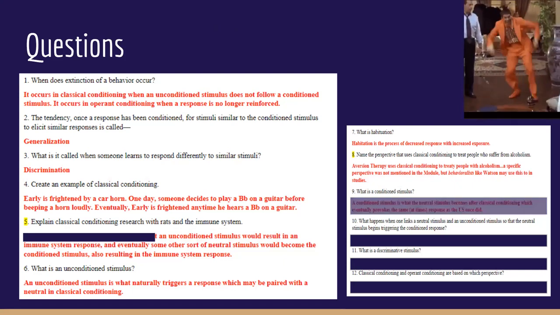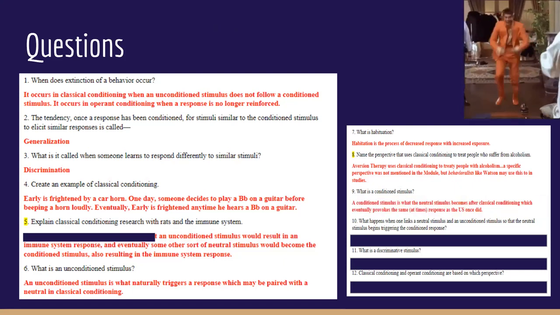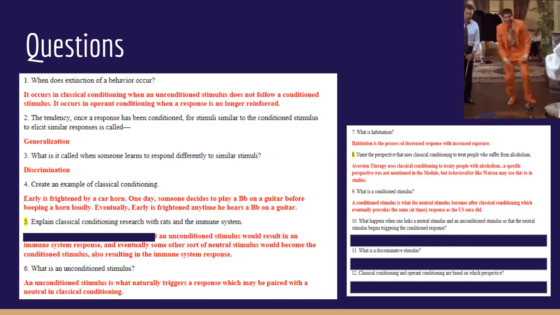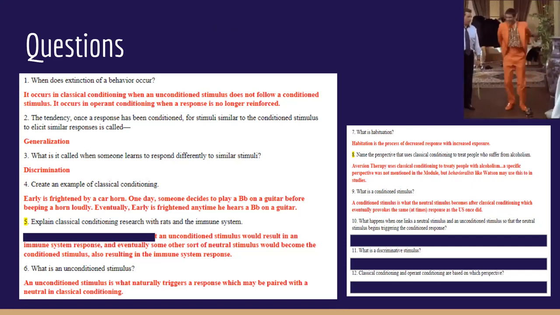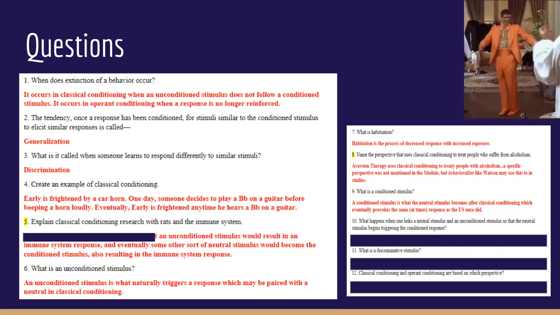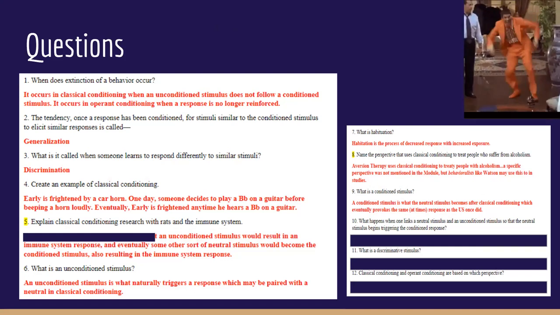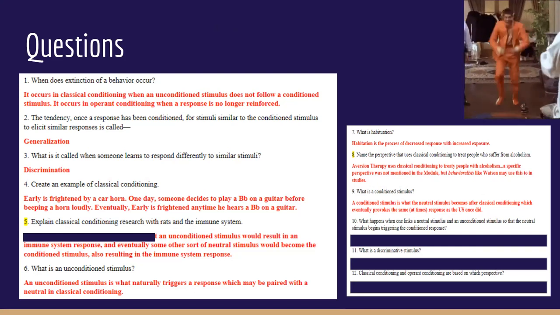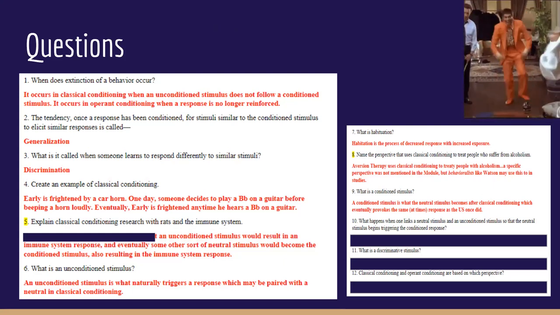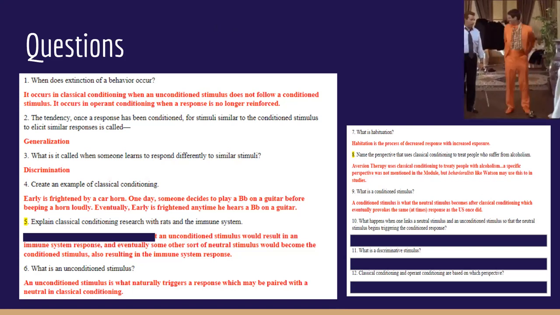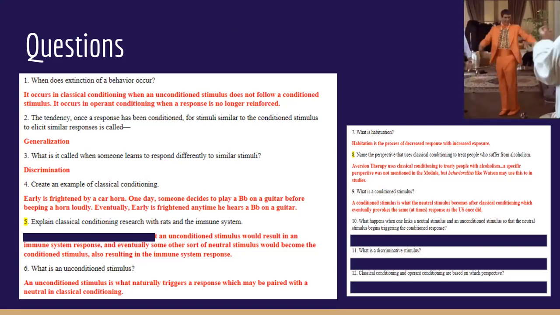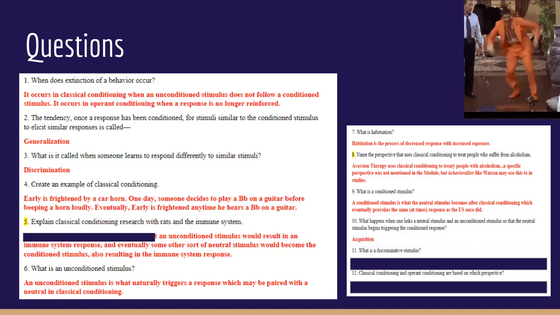What's a conditioned stimulus? It is what the neutral stimulus becomes after classical conditioning, which at times, or most of the time, for our purposes, all the time, results in the same unconditioned response that there was, which is now considered the conditioned response. What happens when one links a neutral stimulus and unconditioned stimulus so the neutral stimulus begins triggering the conditioned response? That's called acquisition.